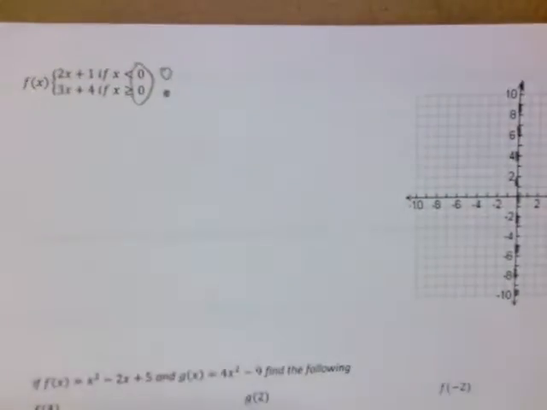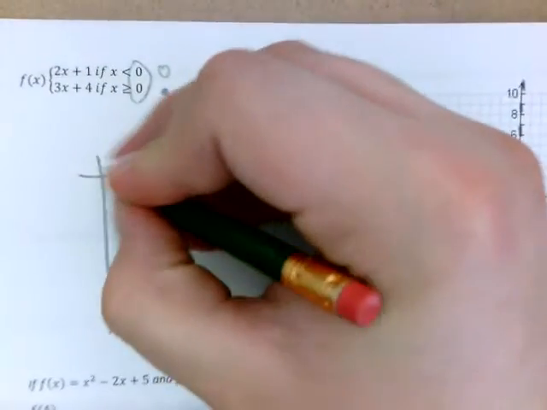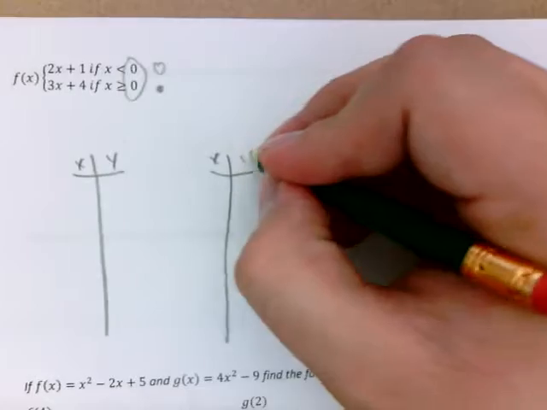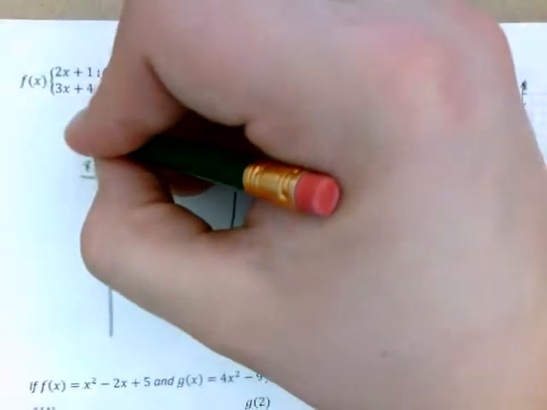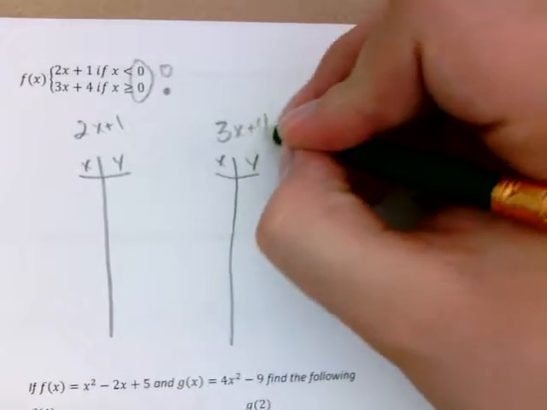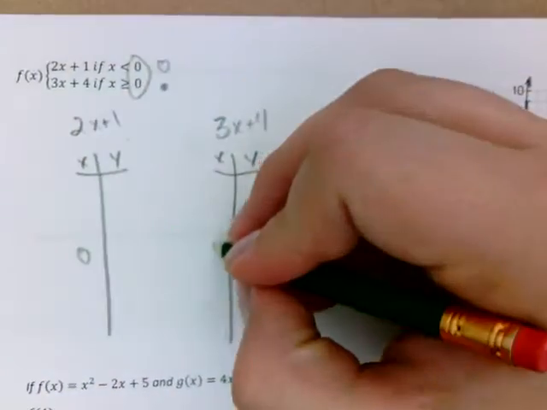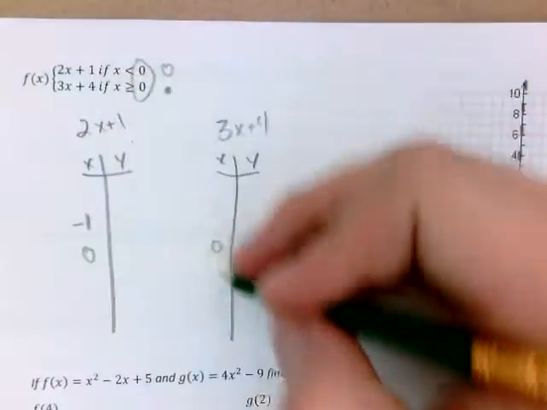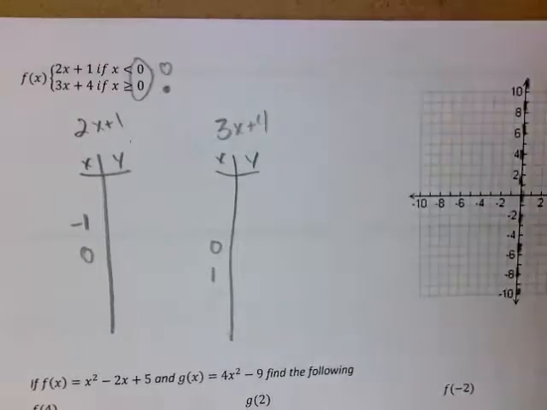So we're going to make our t-chart. X, Y, X, Y. This is 2x plus 1. This is 3x plus 4. Now, they both share 0, so we're going to put a 0 in both the x columns. This is x is less than, so we're going to put a number less than. This is x is greater than, so we're going to put a number greater than.